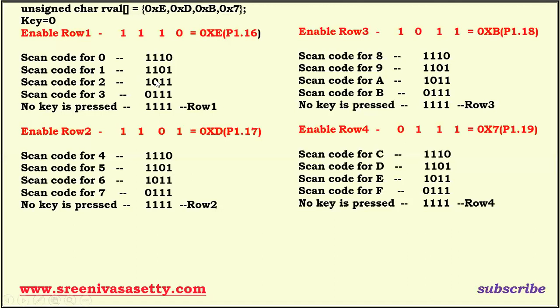This means you have to count the total number of ones before 0. Here there are no ones, because at the beginning itself we have 0. Therefore, the key value is 0. Assume no key is pressed in the first row. Then how many ones? 4 ones. Now what is the status of key? Key equals 4. Then enable row 2.